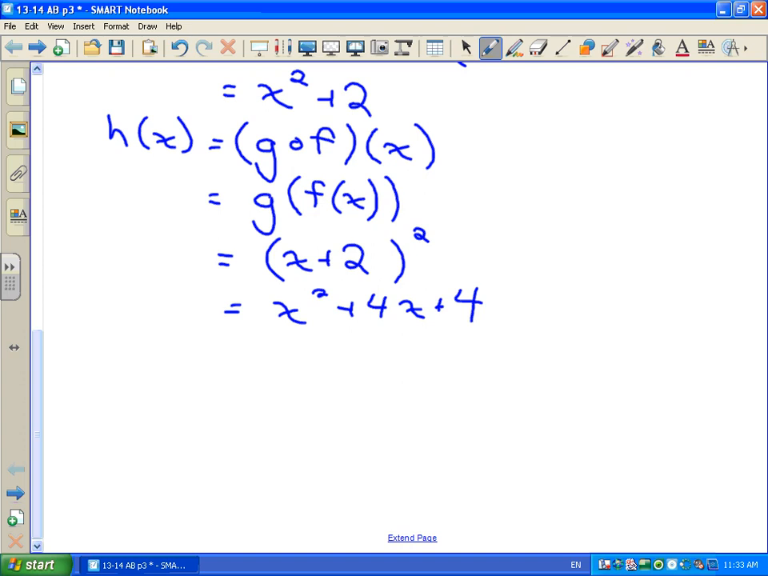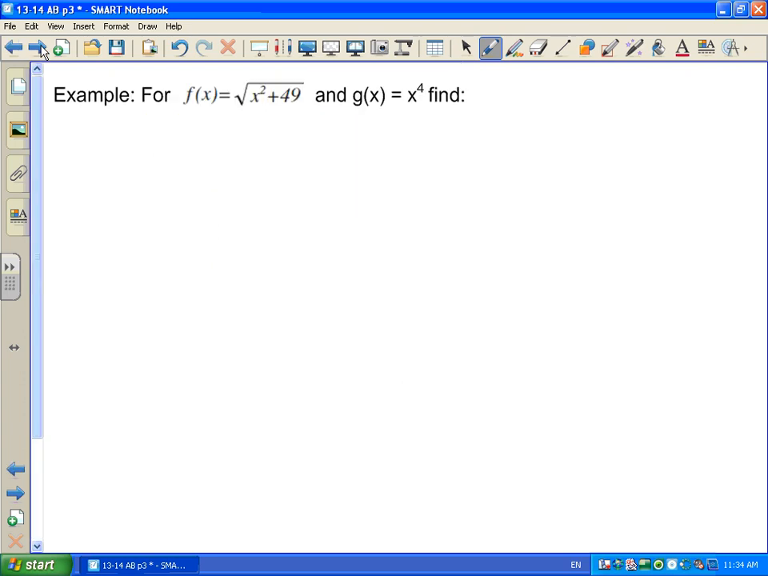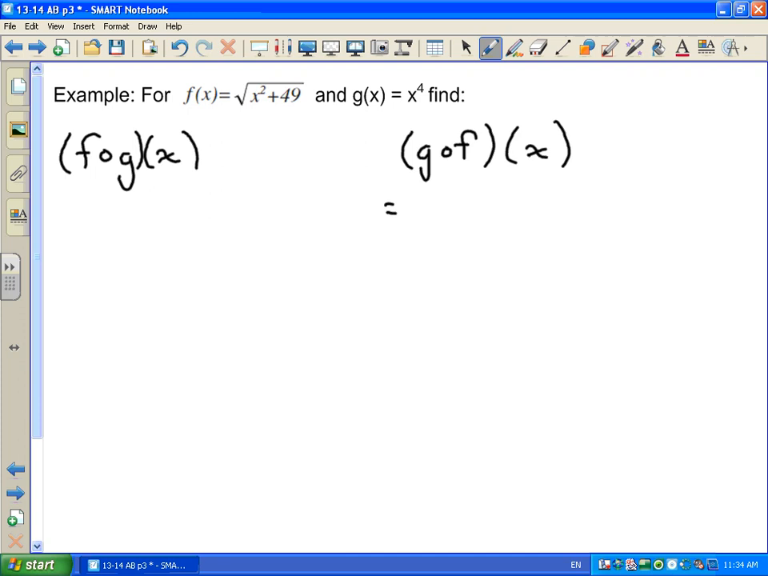All right. So let's just take a look at two quick little examples here. So here's the first one. Two more functions. F at x equals the square root of x squared plus 49. G at x is x to the power of 4. We want to find, let's do f of g at x, and over here we'll do g of f at x.